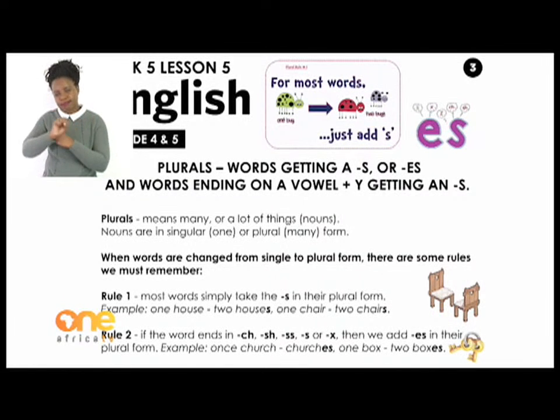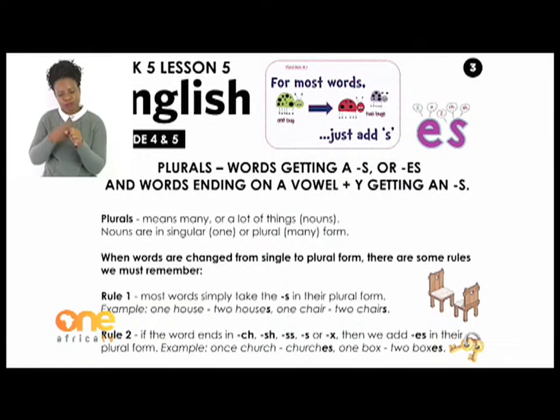Now, what are plurals? Plurals means many or a lot of things, a lot of nouns. Nouns are in singular, meaning to say is one. When we are saying it's in singular form, we mean it's one. When we are saying it's in plural form, it means there are many. So, there are rules to be followed. When words are changed from single to plural form, there are some rules. We must remember this. I want to repeat it.